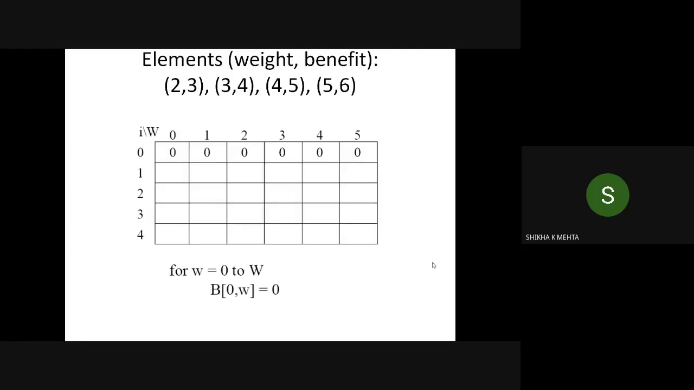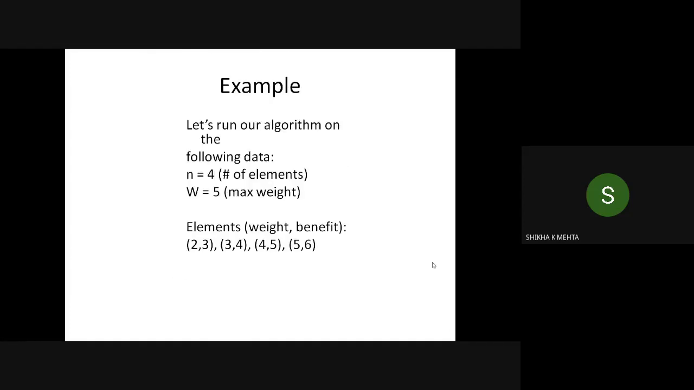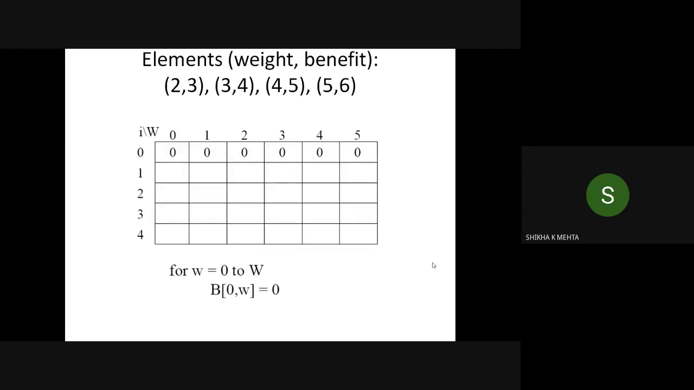As we have done in the algorithm, we have created a 2D array. The rows represent the items, and the columns represent the weights, that is 0, 1, 2, 3 up to 5. 5 was the maximum capacity, W, the weight. So the maximum capacity of the knapsack, and the number of items is 4, which we have shown over here from 0 to 4.